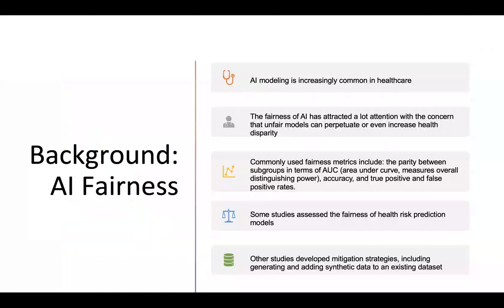Now, an introduction. AI fairness is a topic of increasing significance in the healthcare landscape. With the rising prevalence of AI modeling, many problems arise, including the concern that biased models may perpetuate or exacerbate existing health disparities. To navigate this complex landscape, we will investigate the metrics that evaluate fairness, including parity, accuracy, and true positive and false positive rates. Moreover, our exploration will touch upon a strategy to mitigate AI health disparity using the generation and incorporation of synthetic data.